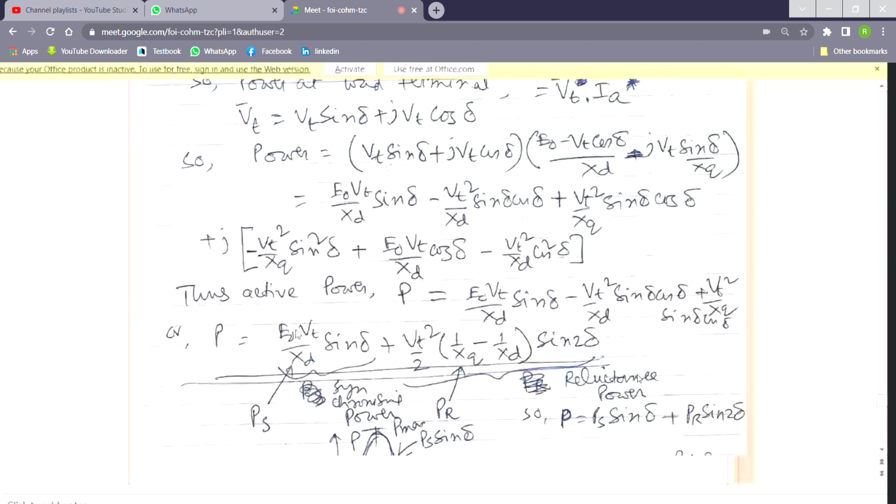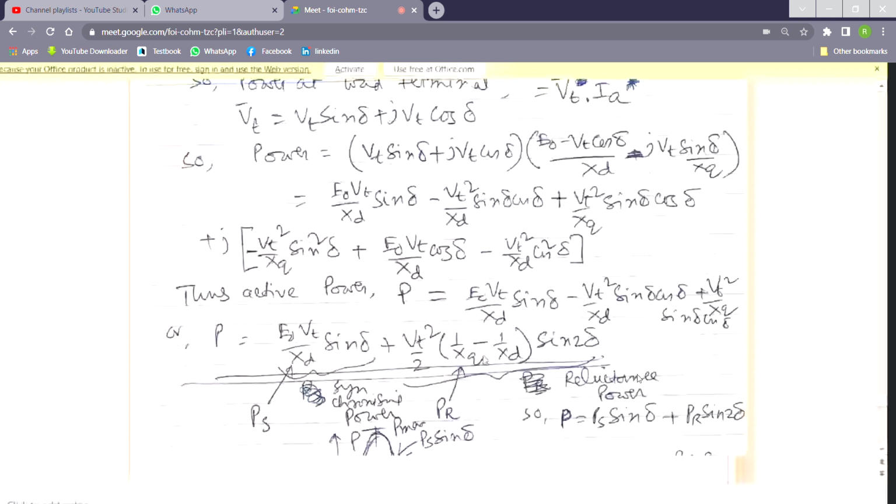Now the first part is the synchronizing power, right? The second is because of the saliency of the machine. Now you can see this is reluctance power, where the D axis and Q axis reluctances are different, with a double frequency term of delta, right? Now you get this power as reluctance power. Reluctance power is arising due to saliency of the machine. If you put XQ equal to XD, it should be 0. So it is just similar to the saliency of the machine.